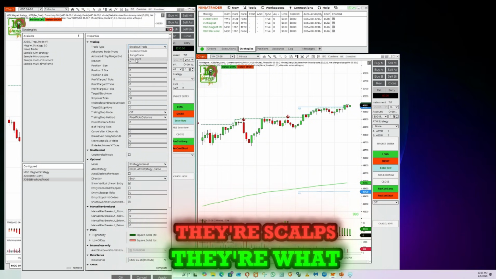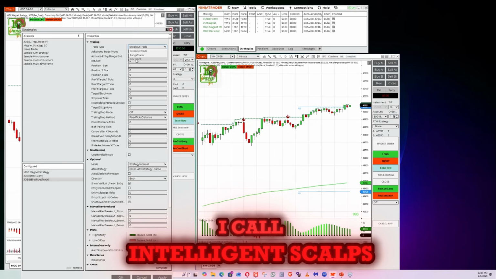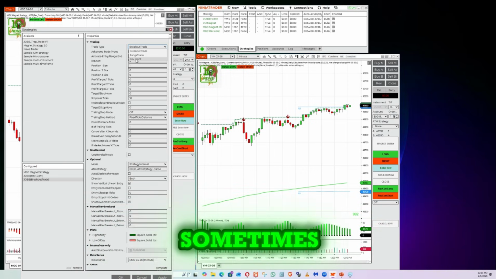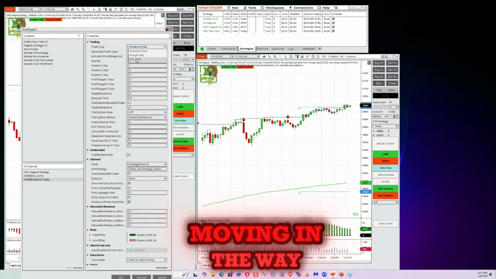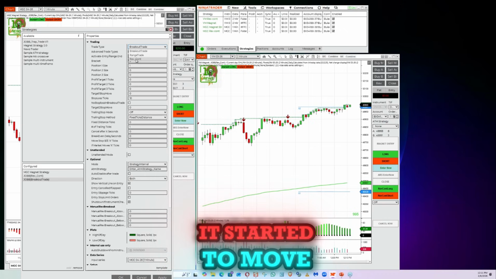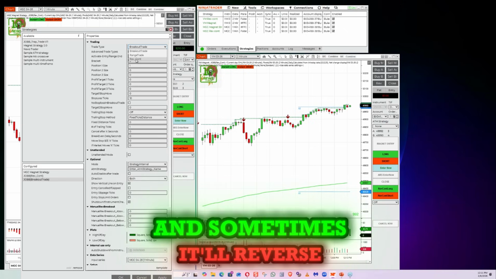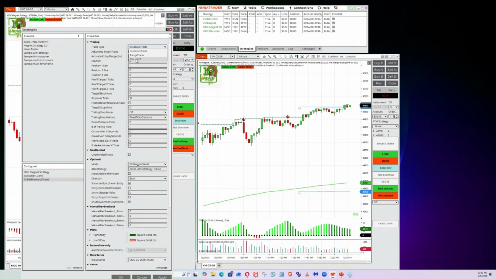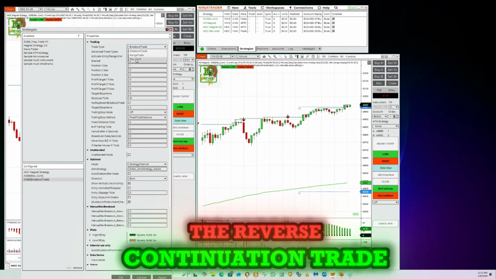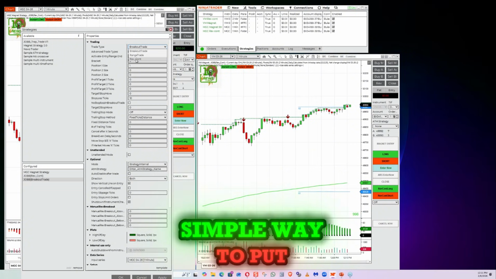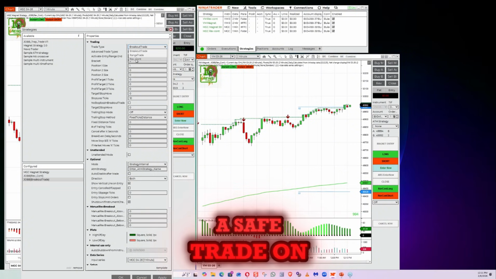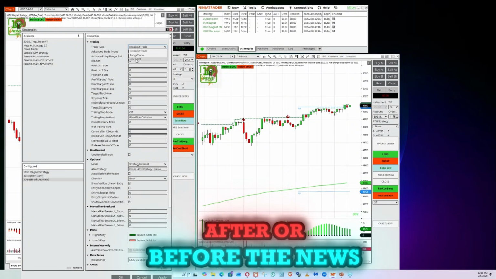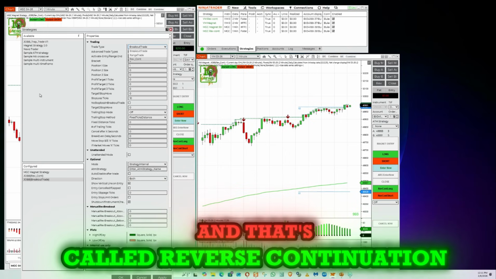They're scalps, what I call intelligent scalps. Reversal continuation: sometimes the market will continue moving in the way it started to move when the news is released, and sometimes it'll reverse. The reverse continuation trade is a very quick, simple way to put a safe trade on after or before the news, and that's called reverse continuation.